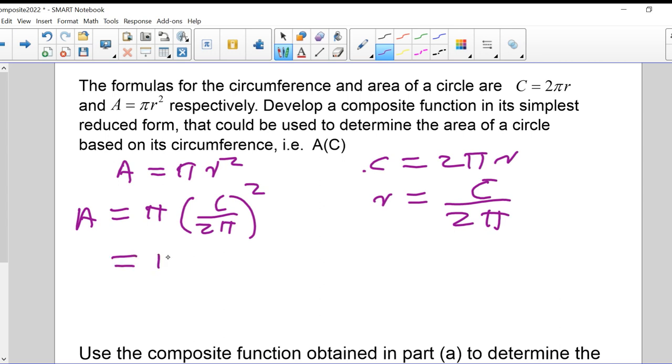I'm going to try to simplify this a little bit. So that's equal to pi. Now let's square the top and square the bottom. So you're going to have c squared on top. Then you're going to have 4 pi squared on the bottom. So I've just simply squared the c over 2 pi. That's all I've done.